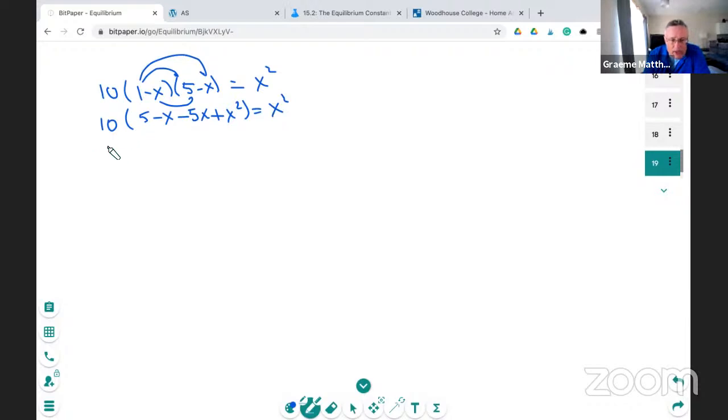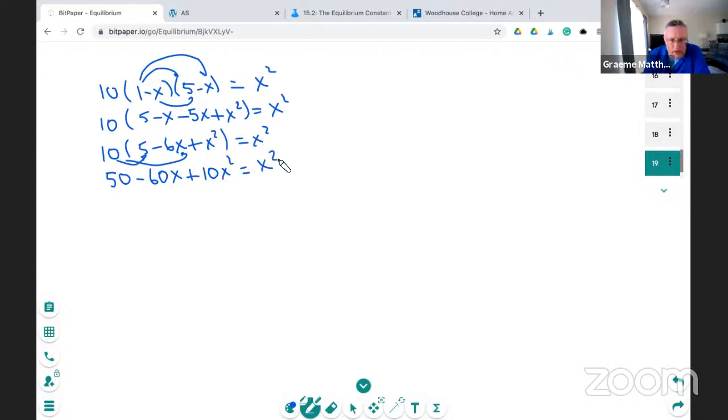Then bring this in. 10 times 5 is 50. Let me clean this up a little. So this is going to be 5 minus 6x plus x squared, is equal to x squared. And so this is going to be 50, bring this in, 10 times 5 is 50, minus 60x, plus 10x squared, like so, is equal to x squared.